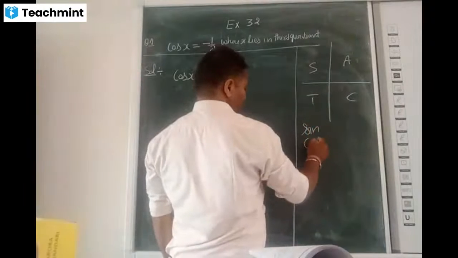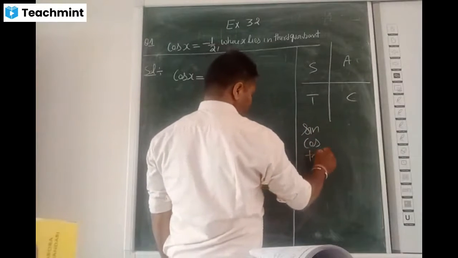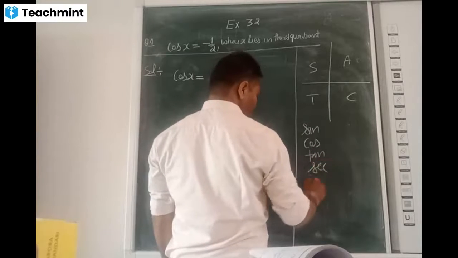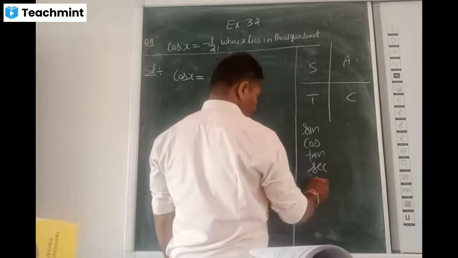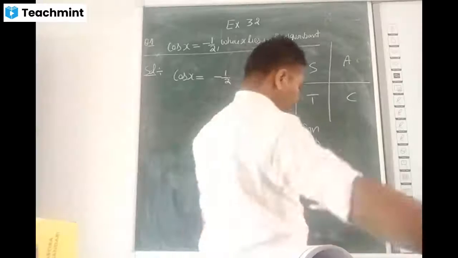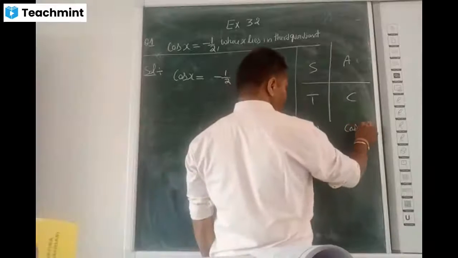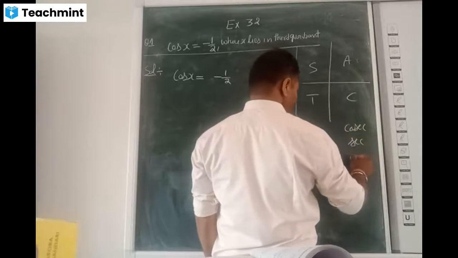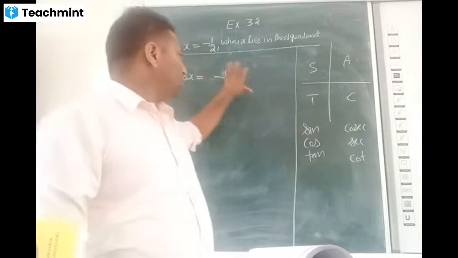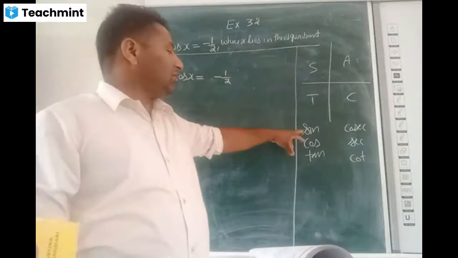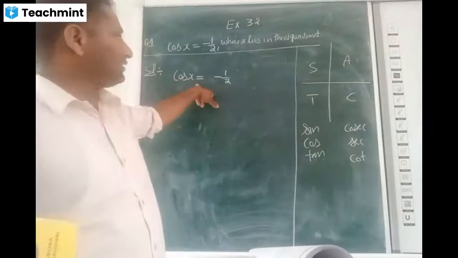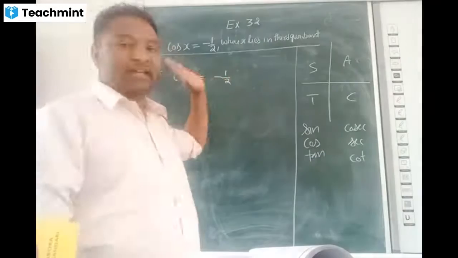Sine, cos, tangent, secant, and we can say cosec, secant, and cotangent. Means we have to find the values of all these ratios in the third quadrant. So cos x in the third quadrant is negative.